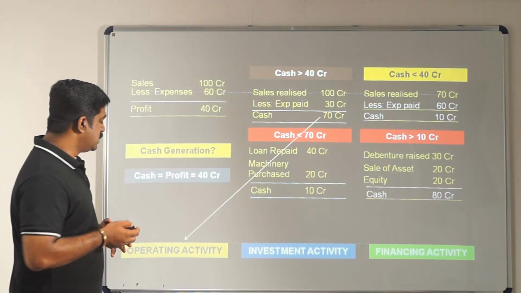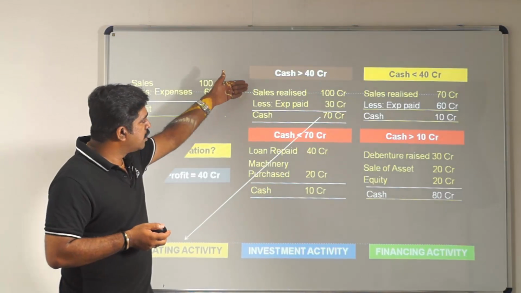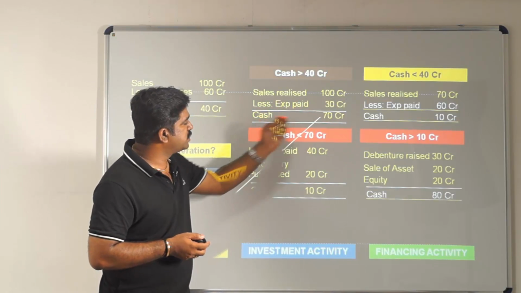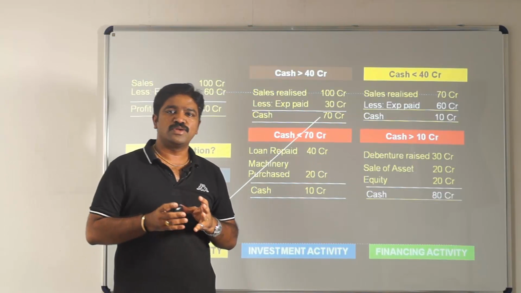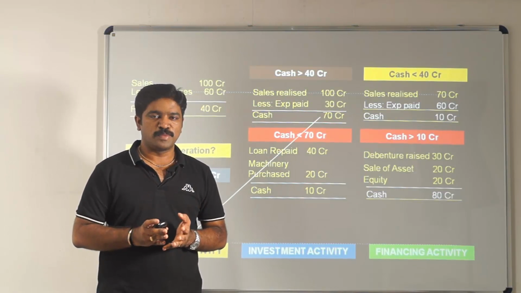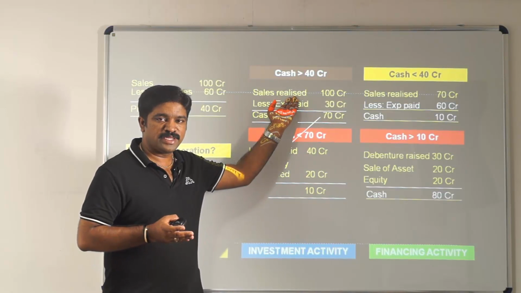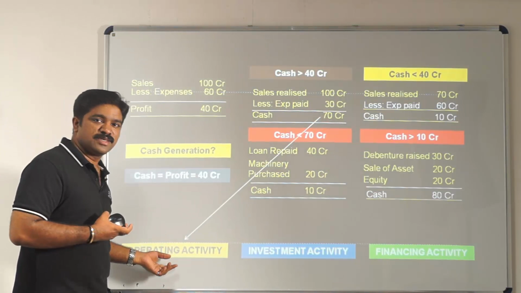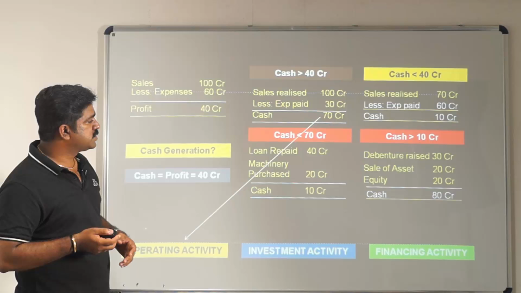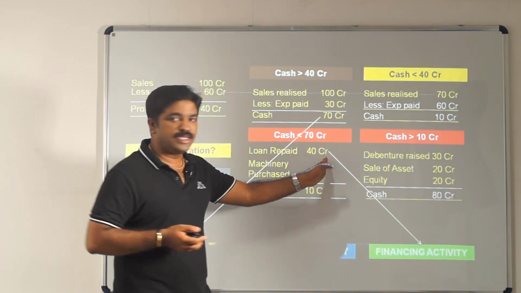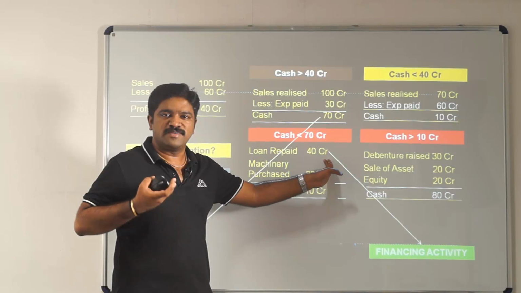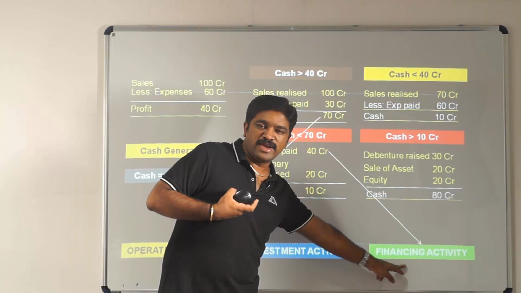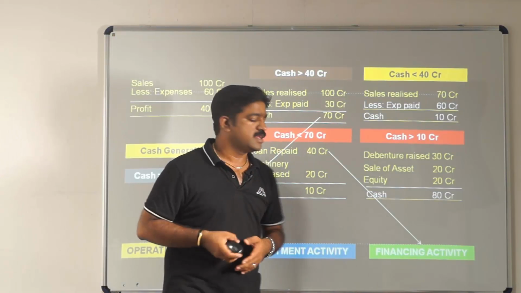Number one, let's say, look at here. Sales realized is 100 crore. Expenses paid are 30 crore, cash generated is 70 crore. Now this 70 crore is absolutely generated from operations because sales is operating activity, expenses are related to operations. So this 70 crore will get classified under operating activity. Next item, loan repaid 40 crore. This is something related with raising finance, but here the money is not coming in, rather going out, but still it will be classified under financing activity because it comes under financing activity.